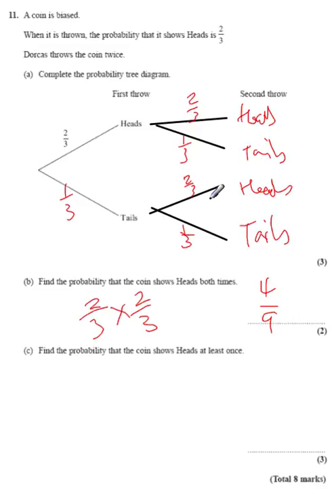Find the probability that it shows heads at least once. Well, there's two different ways of getting that. We can either have heads then tails, or tails then heads. Obviously the two things that it can't be are heads, heads, which is 2 heads, and tails, tails, which is no heads. Oh, sorry. Whoops. I haven't read the question again.